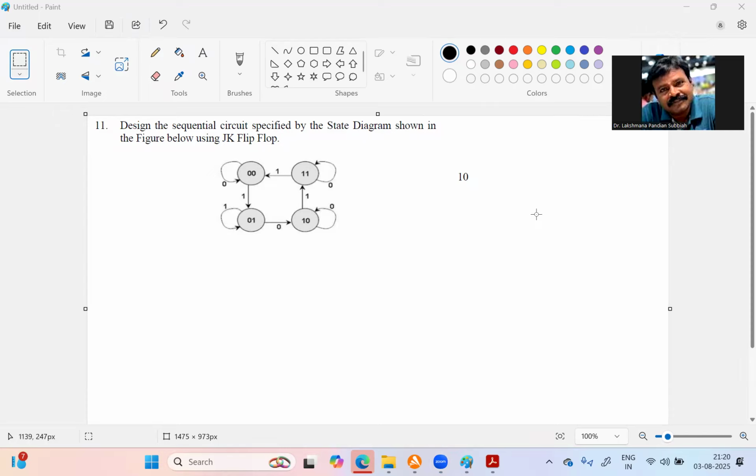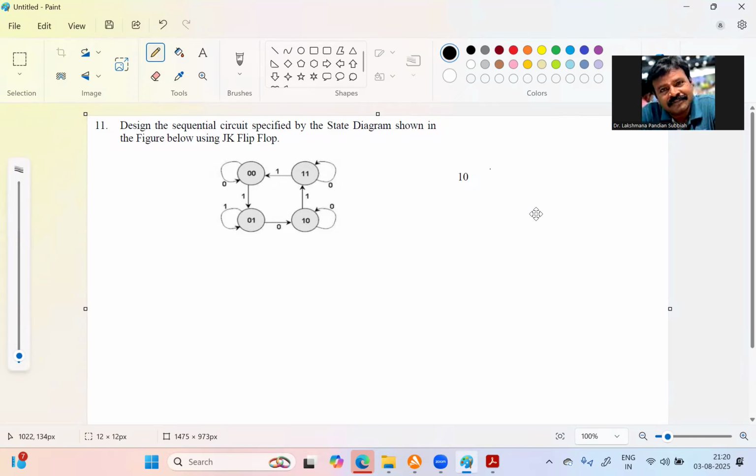Good morning, students. In this lecture, we are going to solve a problem in designing a sequential circuit. The problem is to design the sequential circuit specified by the state diagram using JK flip-flops. First, you should know the JK flip-flop excitation table. Here is the JK flip-flop characteristics table.